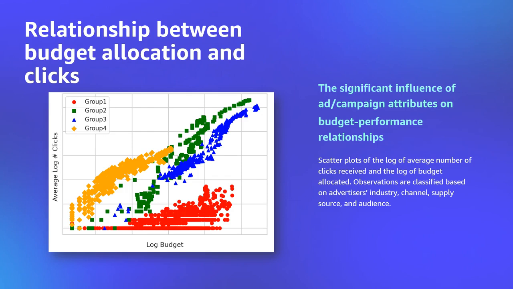We looked at the relationship between budget and clicks, and one of the things we observed is that it's heterogeneous. Each of these colors represents perhaps a different ad line, and each ad line will have different responses to clicks at different budget levels, which means that we need systems to continually learn, and it's not just always predictable.